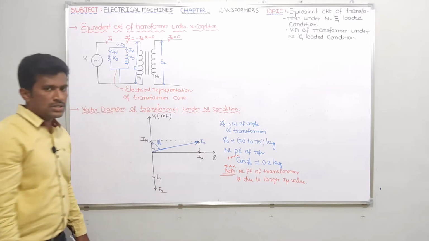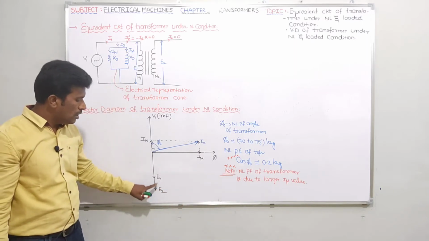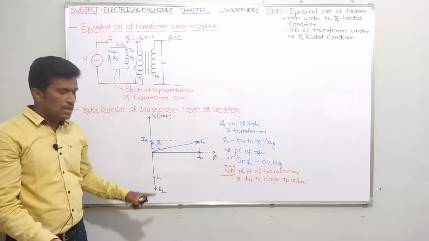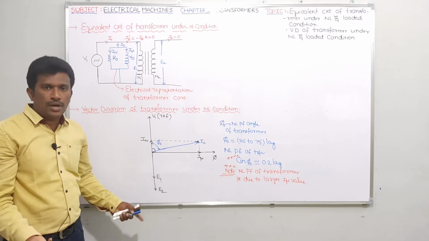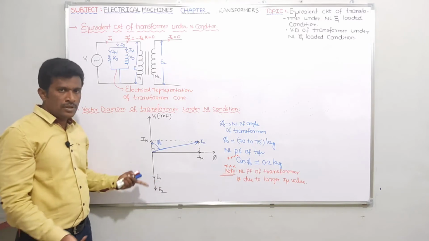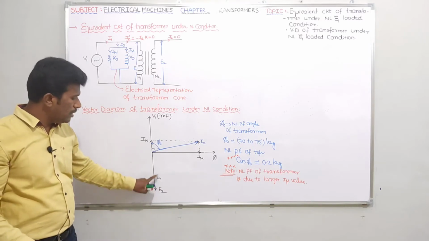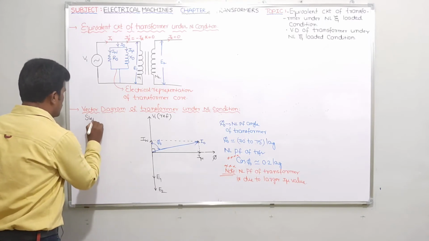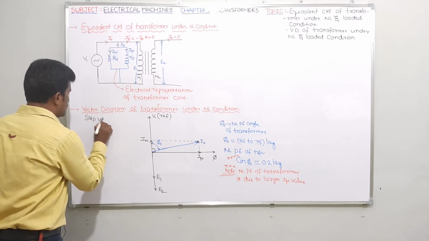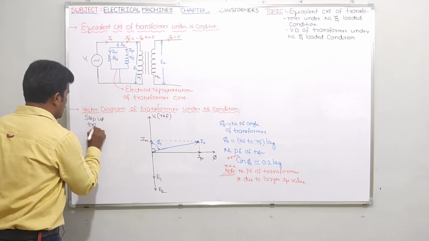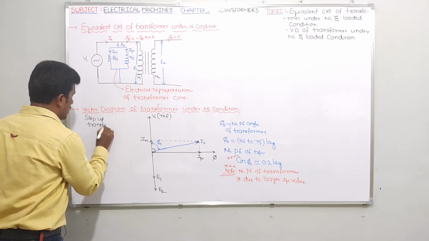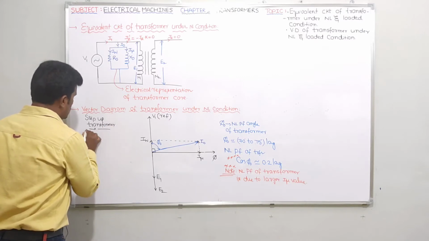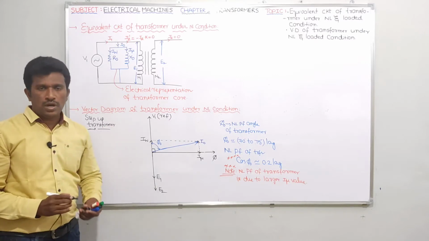You may get one doubt: Sir, why are you showing E2 more than E1? I am assuming it, very simple. Suppose I assume a step up transformer, E2 will be greater than E1. Suppose it is a step down transformer, E2 will be here, E1 will be here. That's it. I am assuming a step up transformer. That's the reason I am showing the magnitude of E2 more than the magnitude of E1.